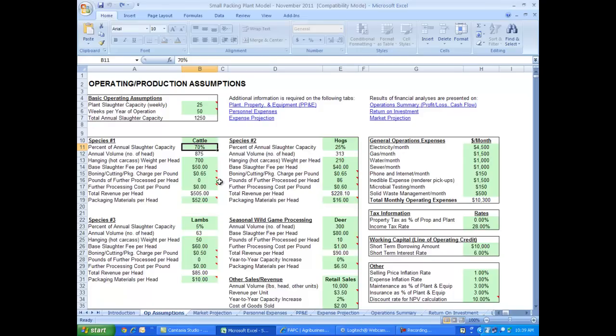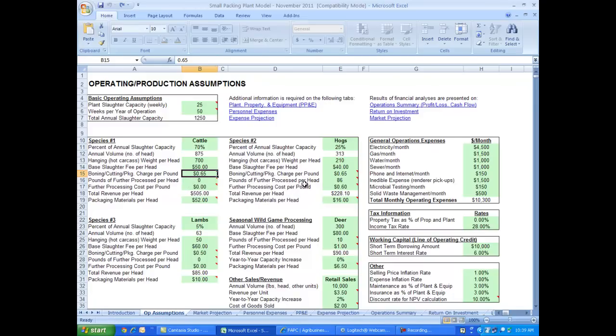For each of the 3 species, you provide information about the hanging carcass weight per head of livestock slaughtered. With that, you also provide information about the basic slaughter fee per head, the boning, cutting, and packaging charge per pound of hanging carcass weight. Then you also get to add information about any further processing that may take place.